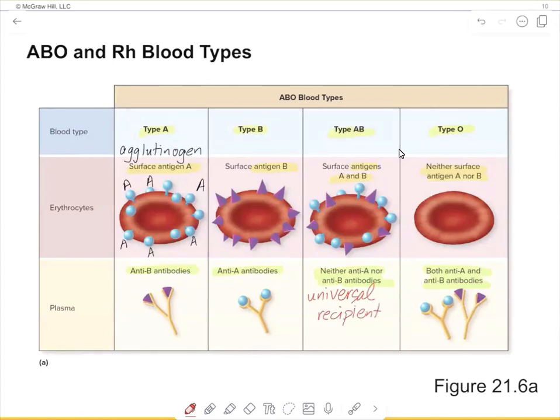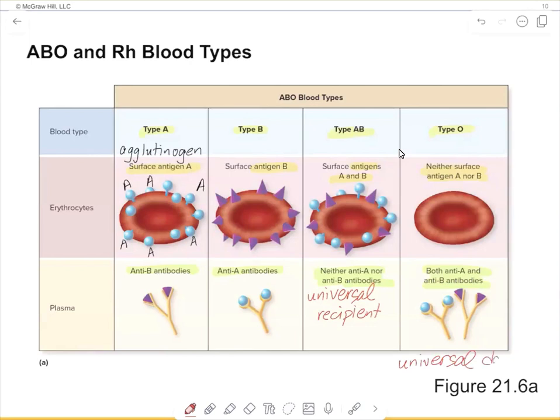When we consider a recipient, we have to think about the antibodies that are present. So if this person is receiving blood, it's their antibodies in their plasma which are going to attack the foreign invaders. In this case, they don't have any antibodies that are going to attack foreign invaders. So they could either receive type A or type B blood. In the case of type O, they have antibodies for both. So they are the universal donor.